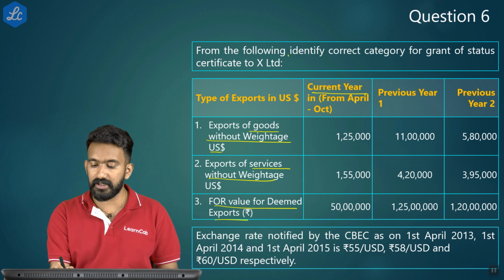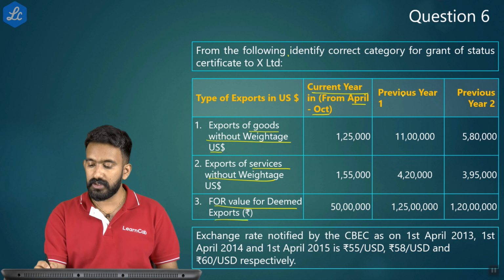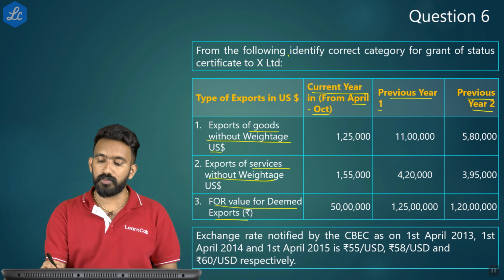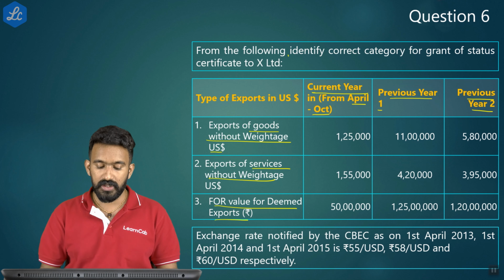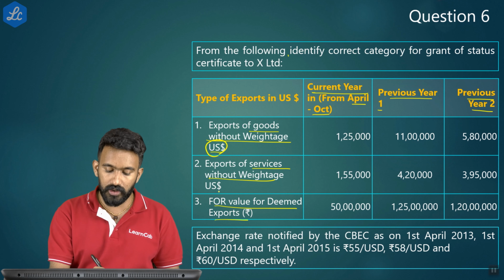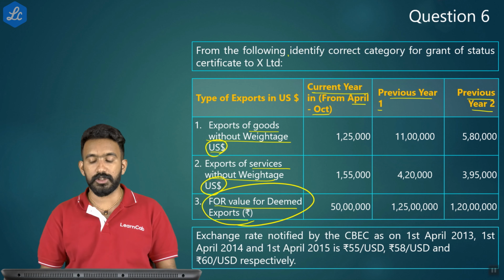They have given current year from April to October. They have given previous year 1, previous year 2. The first 2 are in US dollar. Then the third one is FR value of deemed export.